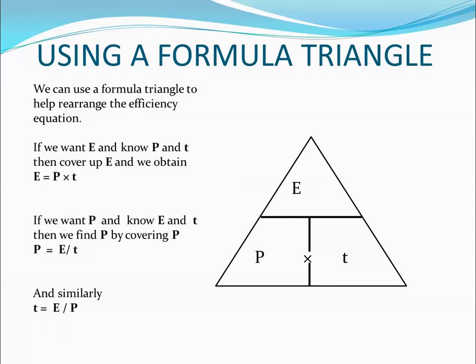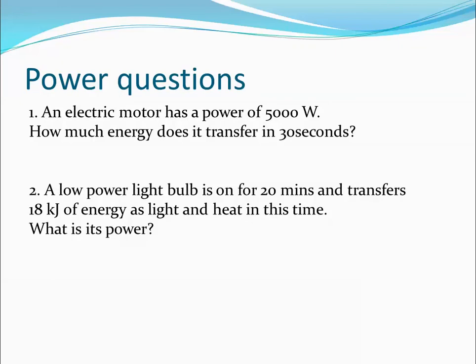Right, we have another formula triangle, so if you want to know E, cover the E up and we have P times T. If you want to know P, we have E over T, and if you want to find T, we have E over P. We've been using such triangles before, and you should now be becoming relatively familiar with them and fairly confident, I hope. And you should be able to turn any equation on the formula sheet into such a triangle. Right, we can use that for power questions.